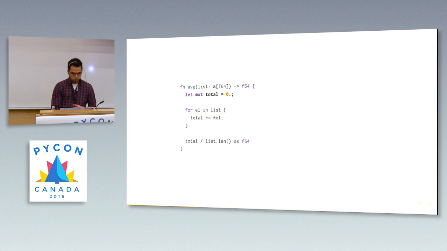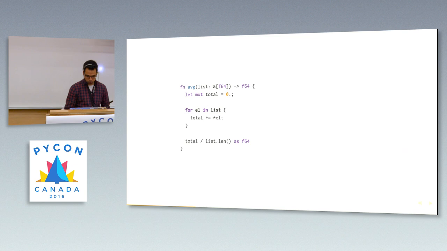And here we have a mutable variable, a variable called total that we're going to change as the function runs. We loop through each element in the list. You'll notice there are no parentheses, so it's a bit different from C, but it looks a bit more like Python. And then for each element, we add it to the total. But first, we have to dereference it using the star operator.